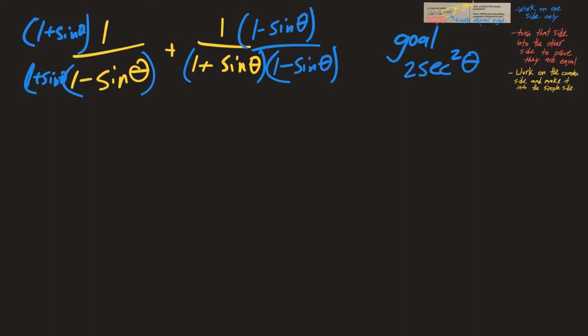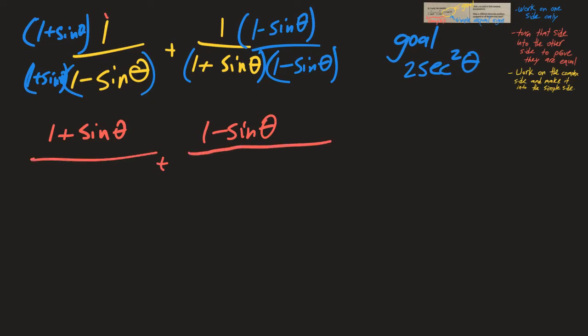So now we're going to go ahead and distribute all of this out. It may get a little bit messy at first, but luckily for us, the top part is pretty simple. 1 plus sine theta, 1 times each of those. 1 on this side is going to be 1 minus sine theta. Right? These are going to be added together. And let's look at these denominators, okay? These denominators might be a little bit ugly.